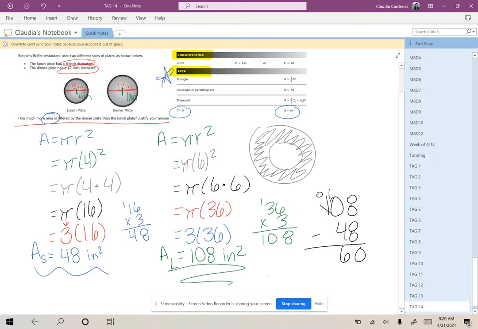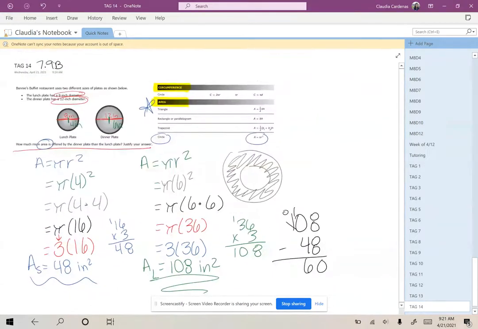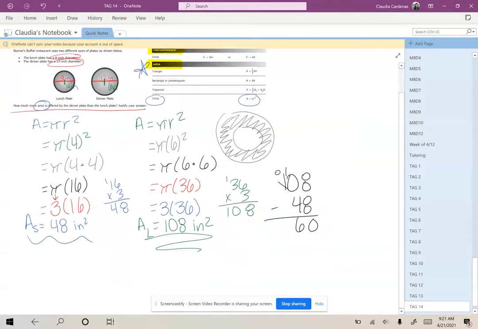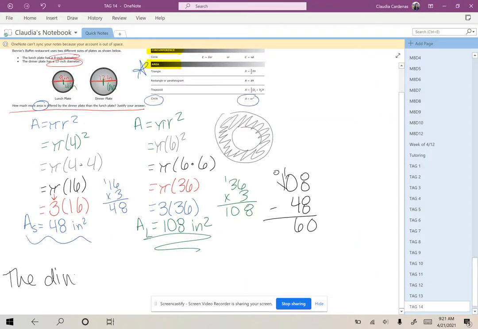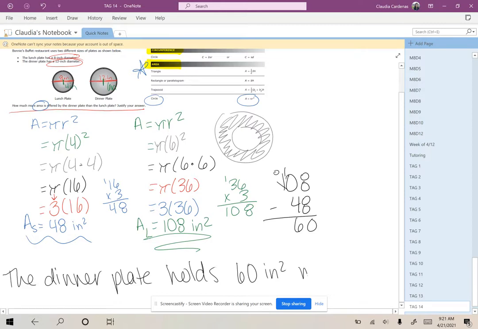And I see that the dinner plate can hold, so let me write my sentence. The dinner plate holds 60 inches squared more than the lunch plate. So now that answers our question.